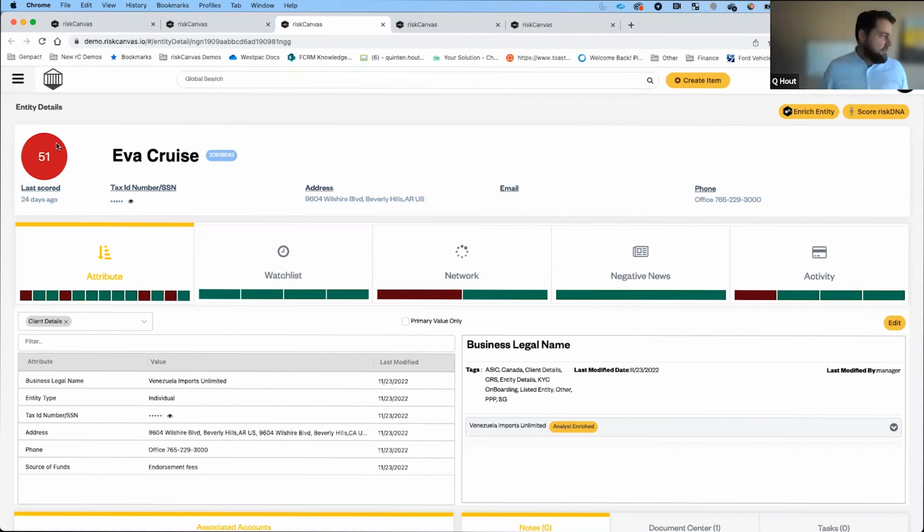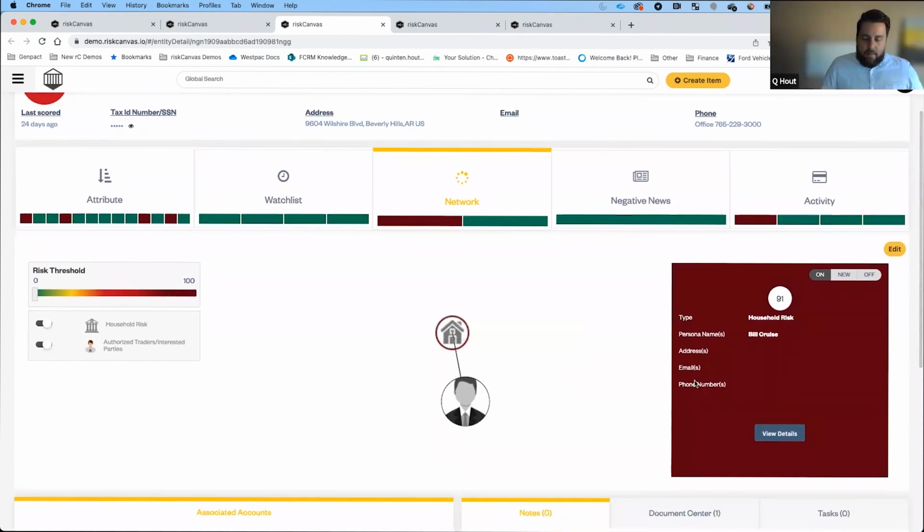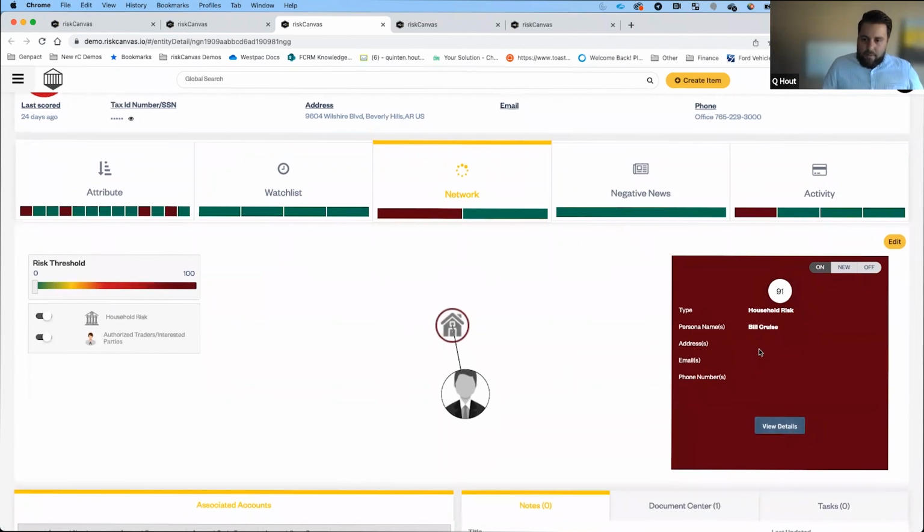Anything I missed there, Dave? No, I think you got it. Obviously her relationship to Bill contributes significantly to the risk. Is there more about Bill? We see he's high risk. What is it in particular about Bill? We're going to look at Bill here in a minute. To spoil the surprise, Bill is a government official in Venezuela. So that's that connection. She's a degree removed from that, but it's an important connection.